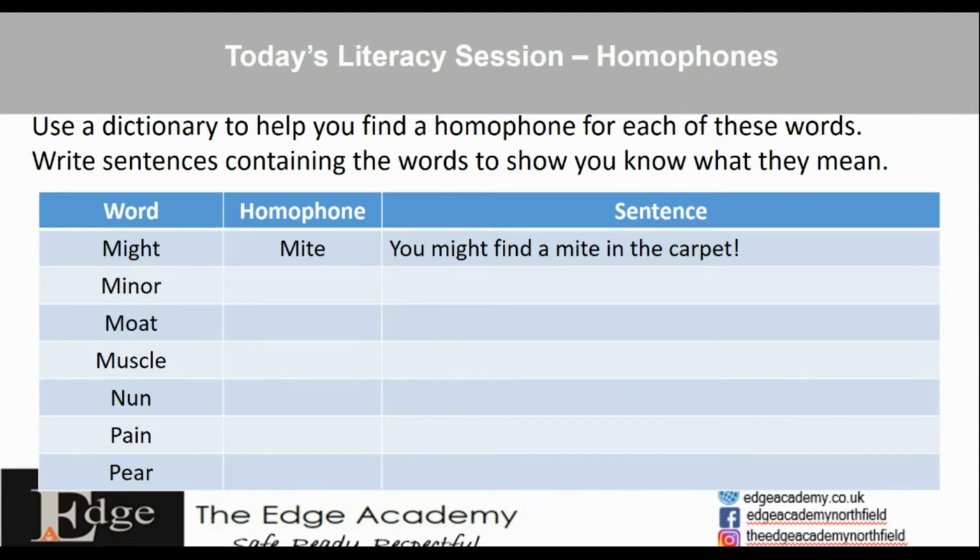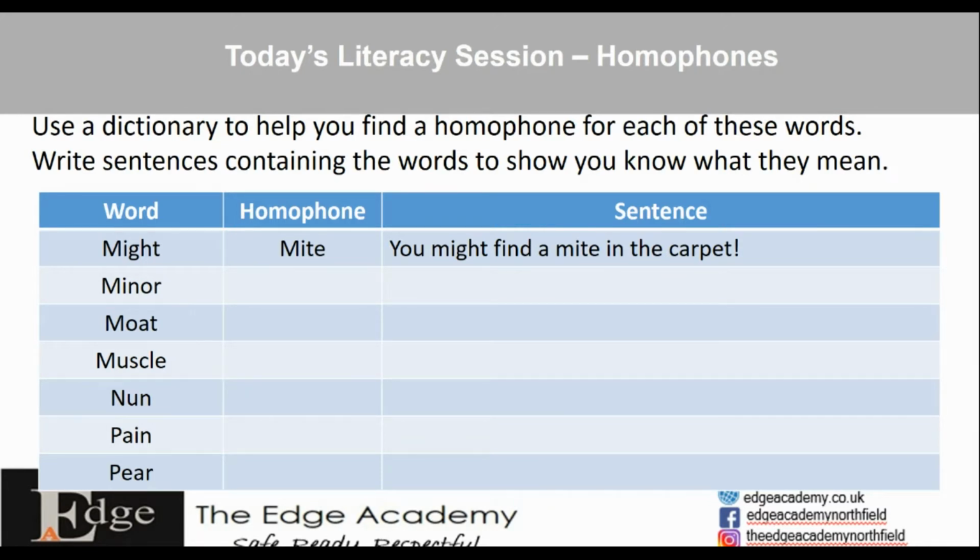Now, what I would like you to do is, like I said, use a dictionary or a search engine to look up the word. So, for example, the first word here is might. So, I might like to do that. However, the homophone of might is mite. It's like the little tiny dust mites that you can get in the carpet. So I want you to try and think and find that homophone and then write a sentence showing your understanding of the two words. So for example, you might find a mite in your carpet.